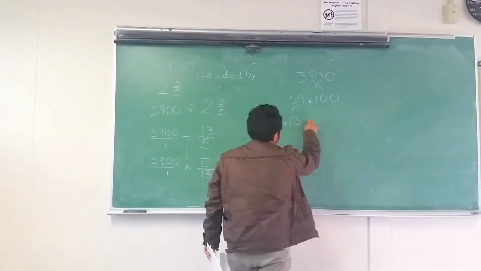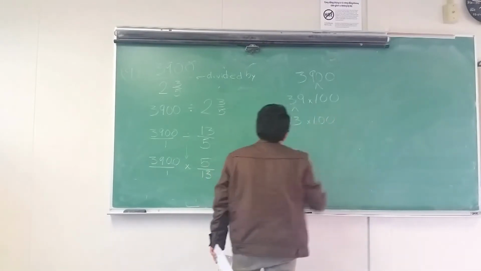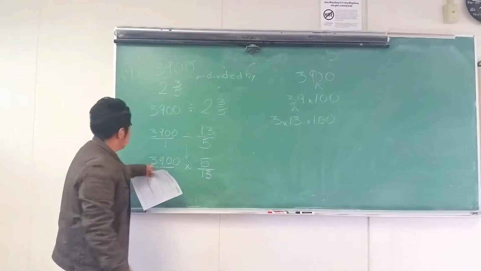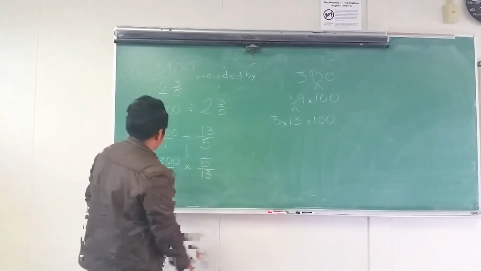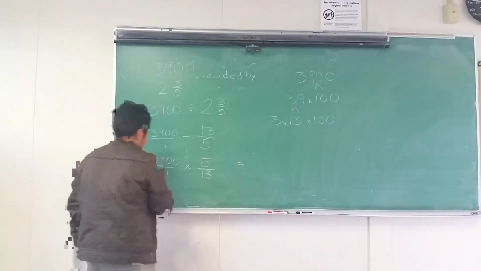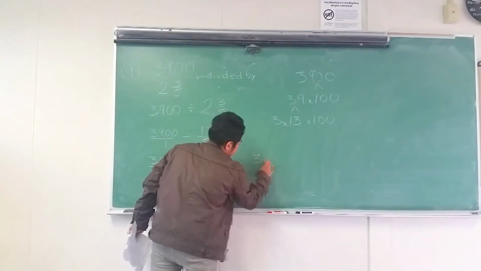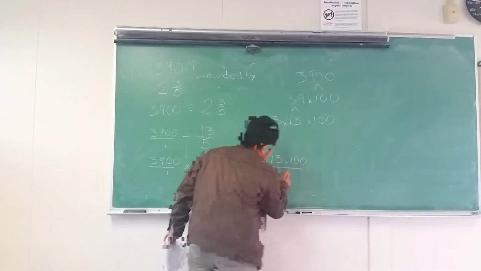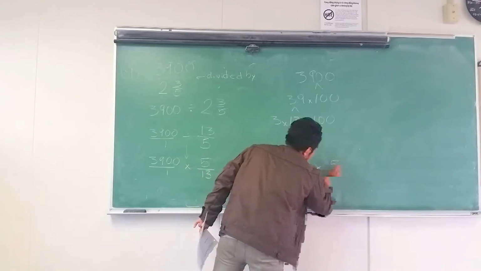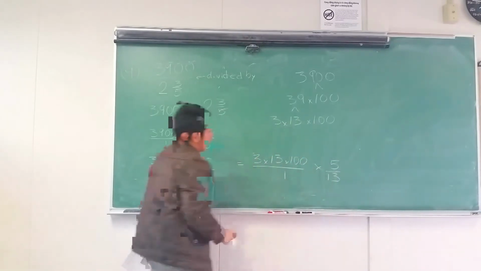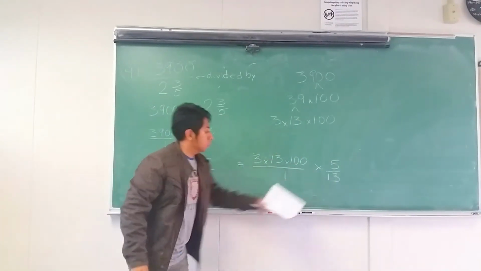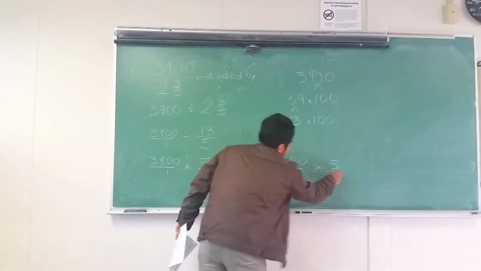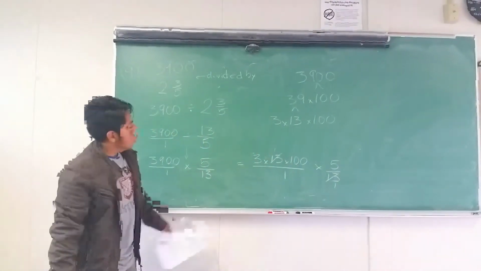So what I'm going to do with this 100, I'm just going to drop it down here. So instead of writing this 3,900, I'm just going to write 3 times 13 times 100 over 1 times 5 over 13. Now I can cancel this 13 and this 13 here. That will be the only thing that I have left to cancel.